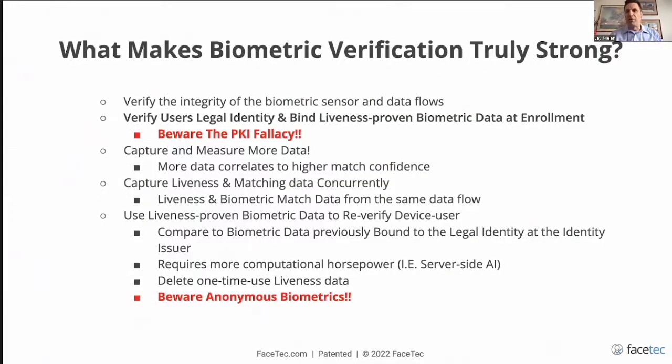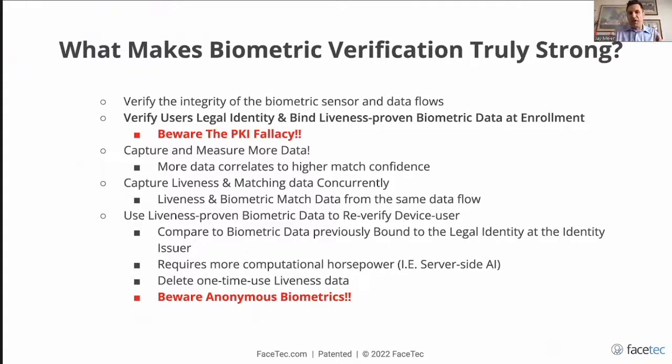So we think that biometric verification is really important. So what makes biometric verification truly strong, right? Well, first of all, you have to verify the integrity of the biometric sensor and the data flows from it. So our technology, we don't have an app, but when our technology is embedded in somebody else's app, it uses cryptography to ensure that the image and the sensor, the camera, and the data flow from it have not been messed with, right? You want to verify the user's legal identity and then bind a proven biometric data, liveness proven biometric, to that identity when you enroll, like for a driver's license, okay?